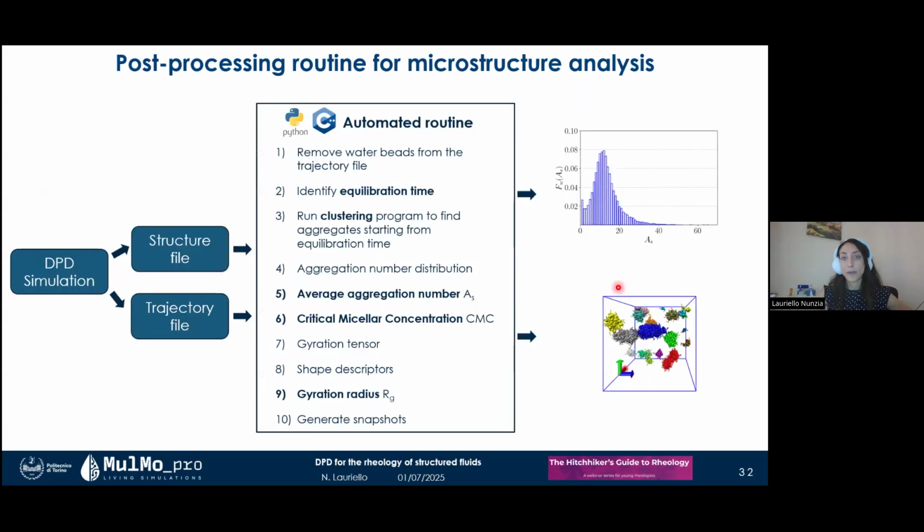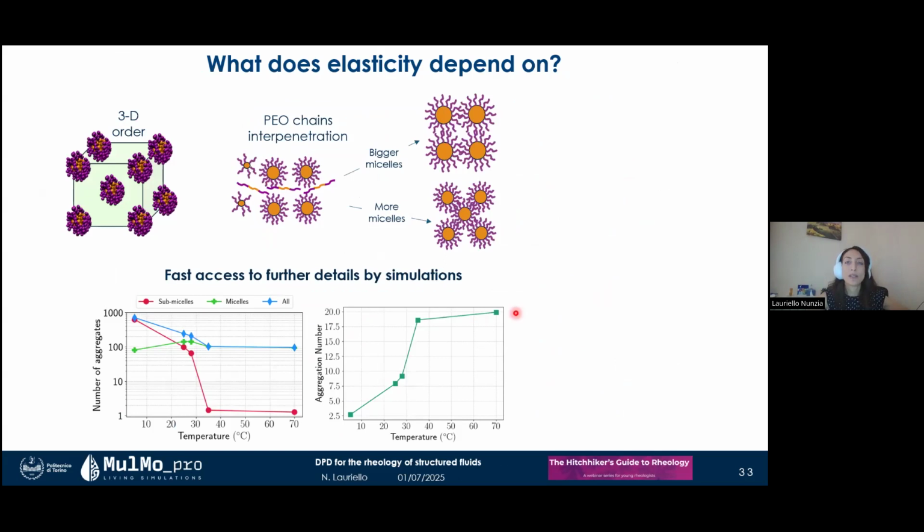We also performed morphological measurements to understand the microstructural mechanisms underlying elasticity through a post-processing automated routine able to calculate some structural features such as the average aggregation number, the gyration tensor, shape description, and so on. We want to answer the question, what does elasticity depend on?